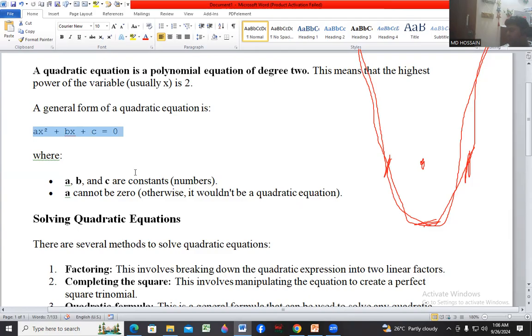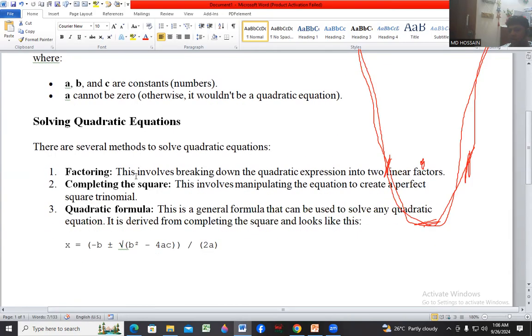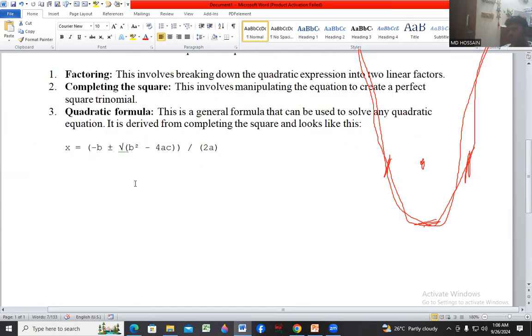And one more thing you have to keep in mind, that the quadratic equation may be solved in so many ways, but sometimes we use the formula, and the formula is x equal to minus b plus or minus the root of b squared minus 4ac, divided by 2a. I hope you have understood.